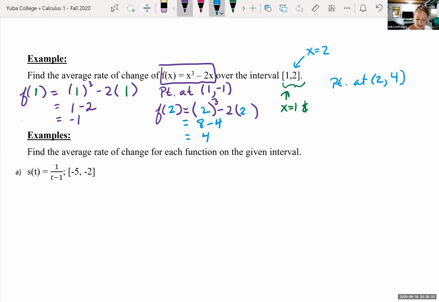So average rate of change, we're looking at the change in y over the change in x, or the slope of the secant line there. So 4 minus my y value over here, so 4 minus a negative 1, all over 2 minus 1. So we get our slope is 4 minus a negative, so that's 4 plus 1 is 5, all over 2 minus 1, which is 1. So average rate of change is 5.